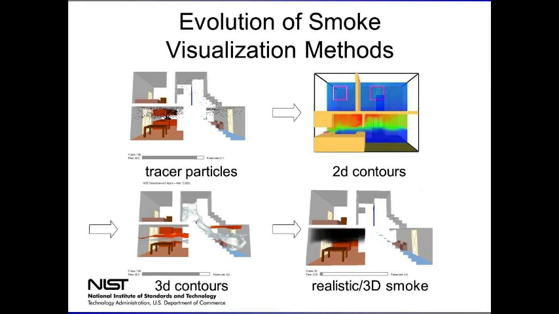Then we have animated isosurfaces where the location of the surface represents some particular value you're interested in. It could be a critical temperature, it could be some heat release rate that's important to you. And then the next method is a more realistic way of looking at the data, which is representing the smoke in terms of transparencies.